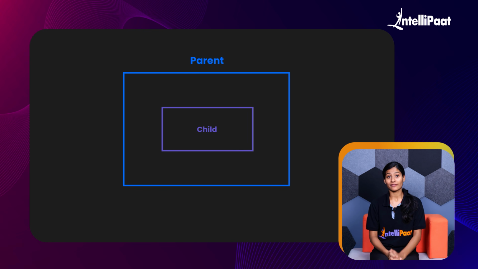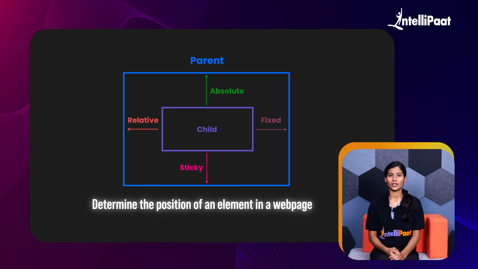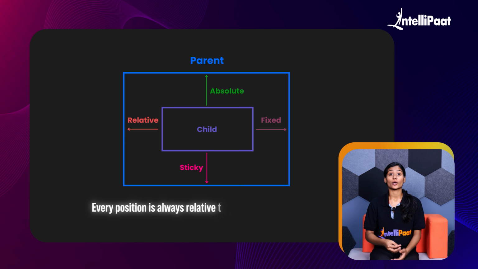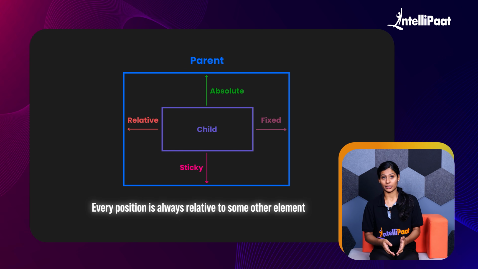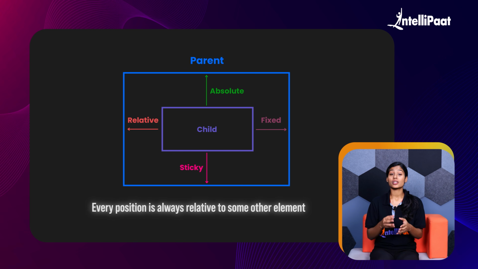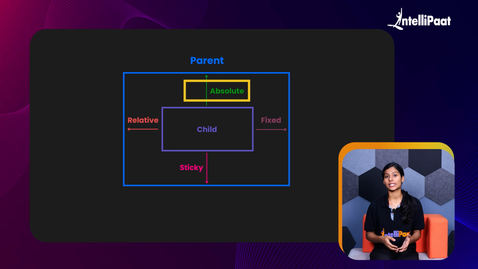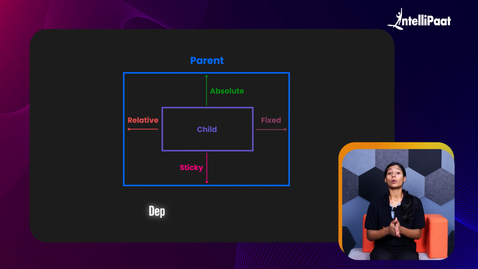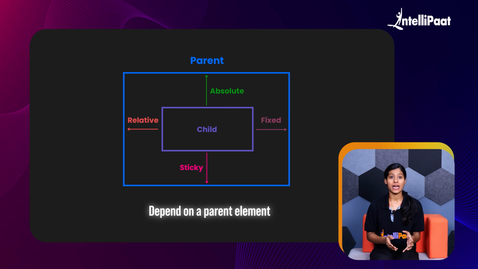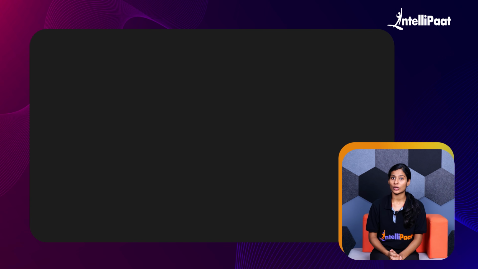So the 4 positioning values, absolute, relative, fixed, and sticky, are used to determine the position of an element in a web page, which must be clear to you at this point. However, every position is always relative to some other element, or in simpler words, the positioning of the child element, be it absolute, relative, fixed, or sticky, will always be dependent on a parent element. Now let's look at them one by one.